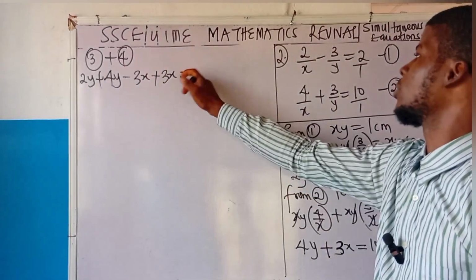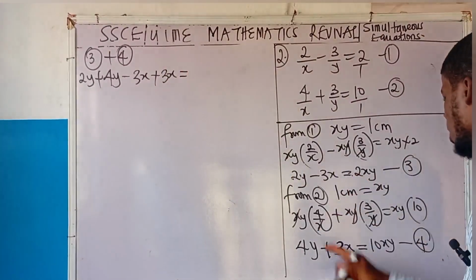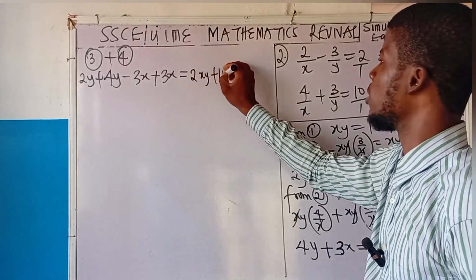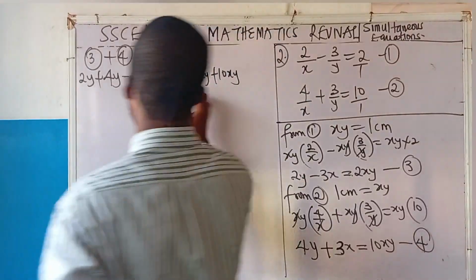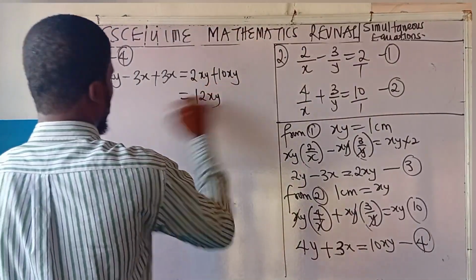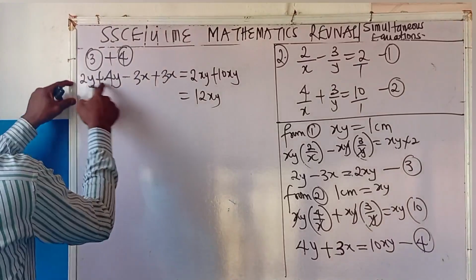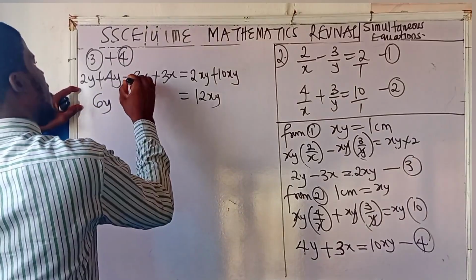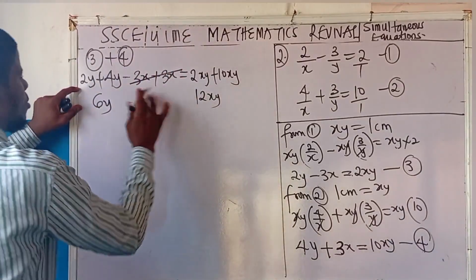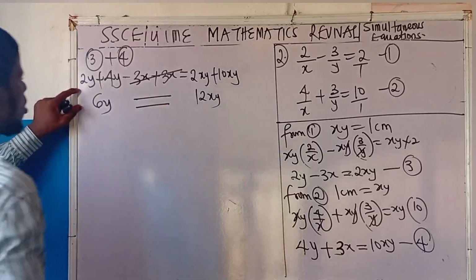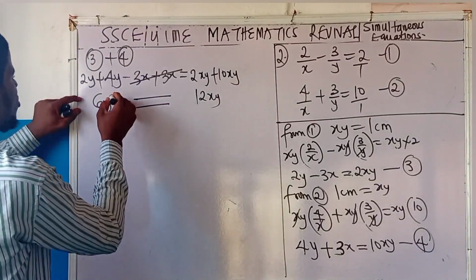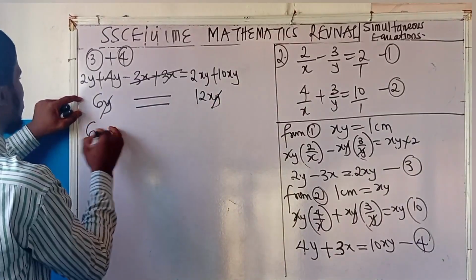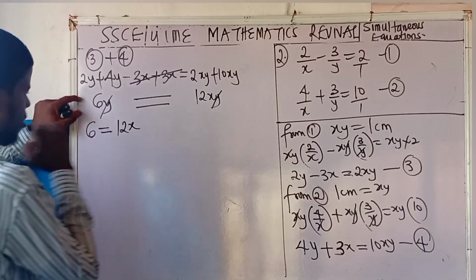equals, this is 2xy plus 10xy. That's 2xy plus 10xy. And this will give me 12xy. 2y plus 4y is 6y, right? Minus 3x plus 3x is 0. So this is equal to this. Actually, y is going to cancel y. You get the point. So I'll be having 6 equals 12x.